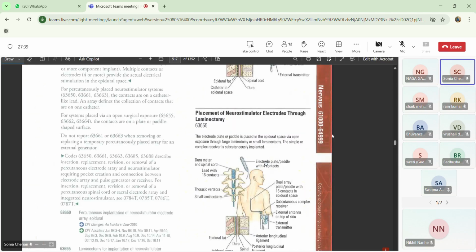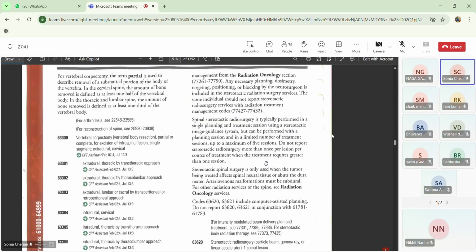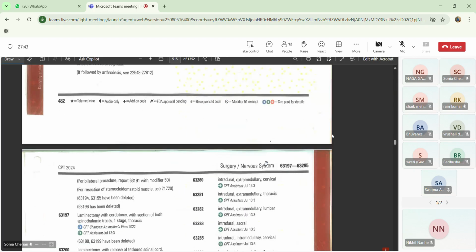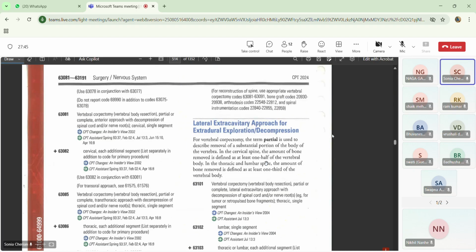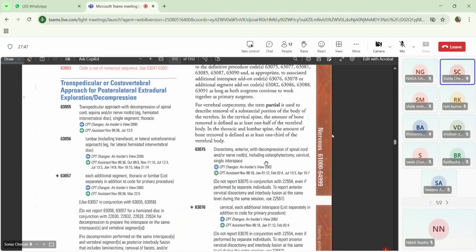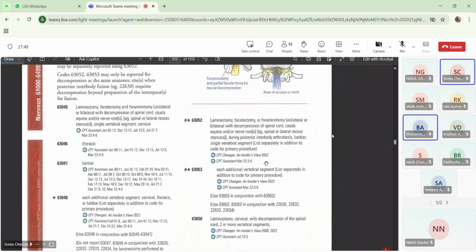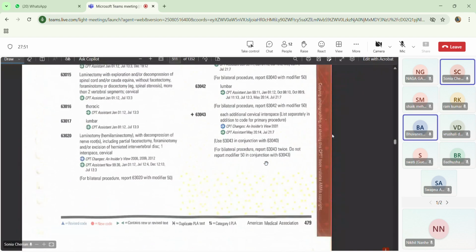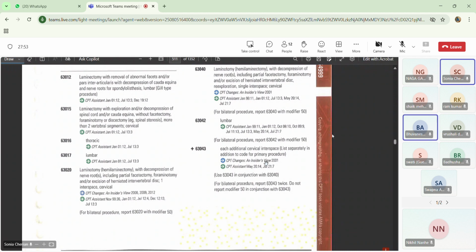What is cataract? Why do people do cataract surgery? It is clouding of the lens, right? So the lens will become clouded.